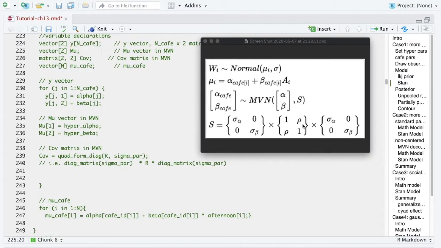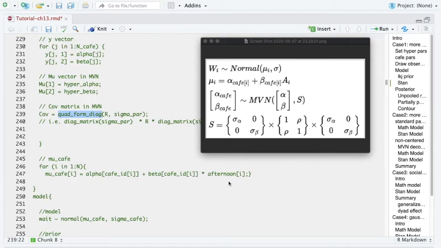Mathematically, the covariance matrix is calculated by a sandwich multiplication of matrices. In Stan, we have a shortcut called quad_form_diag. So you just need to put in the correlation matrix and the sigma values, and then this quad_form_diag function will do the calculation, exactly the same as the mathematical formula here, for us. In the last part, we just do the calculation for the linear function like we did here.